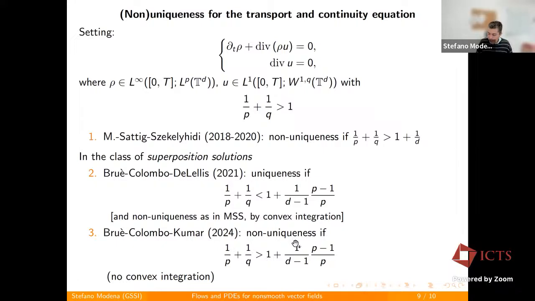Okay, and so let me spend maybe a couple of minutes. So this was about the PDE, the more recent developments. And let me say something to conclude about the ODE. Now, if you remember, the question was, so let's recall the setting.